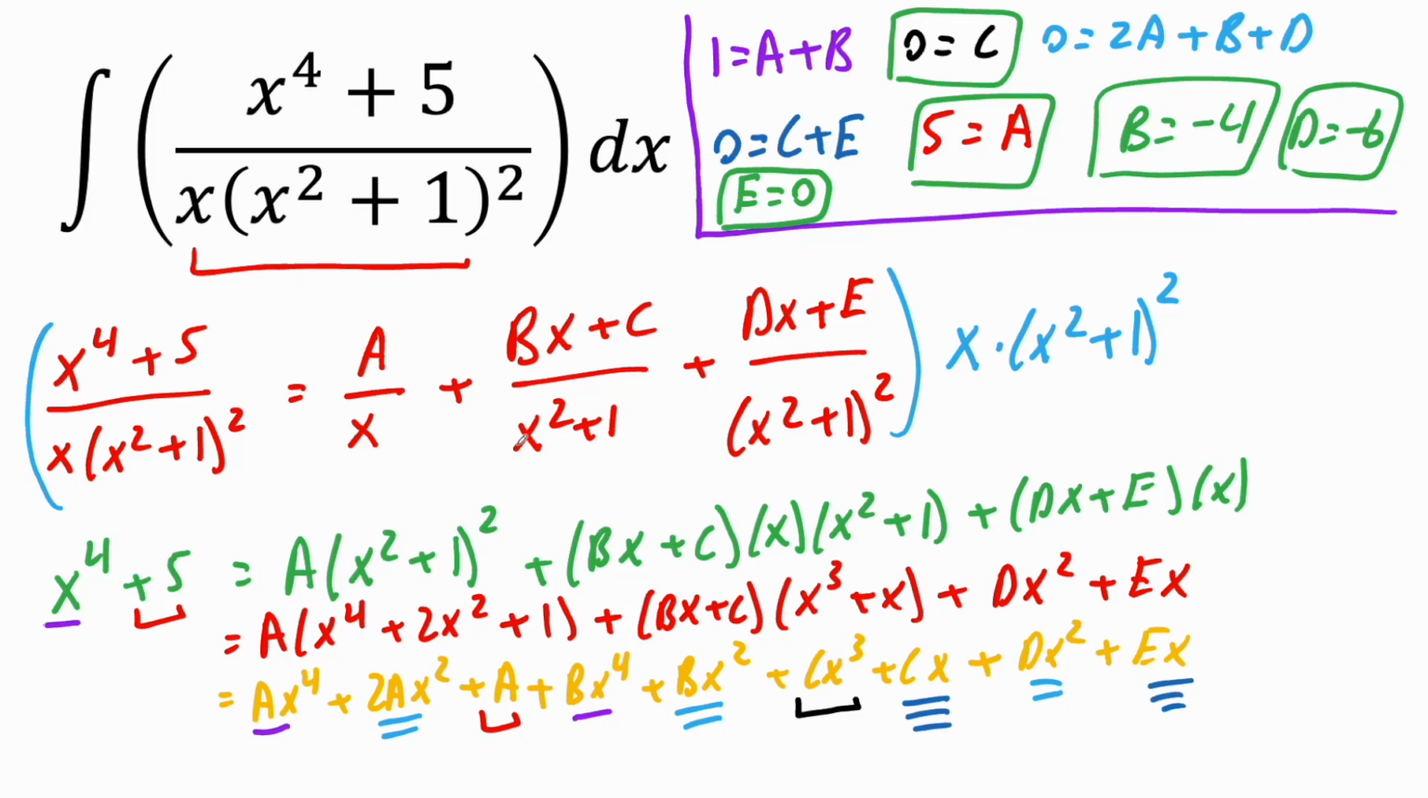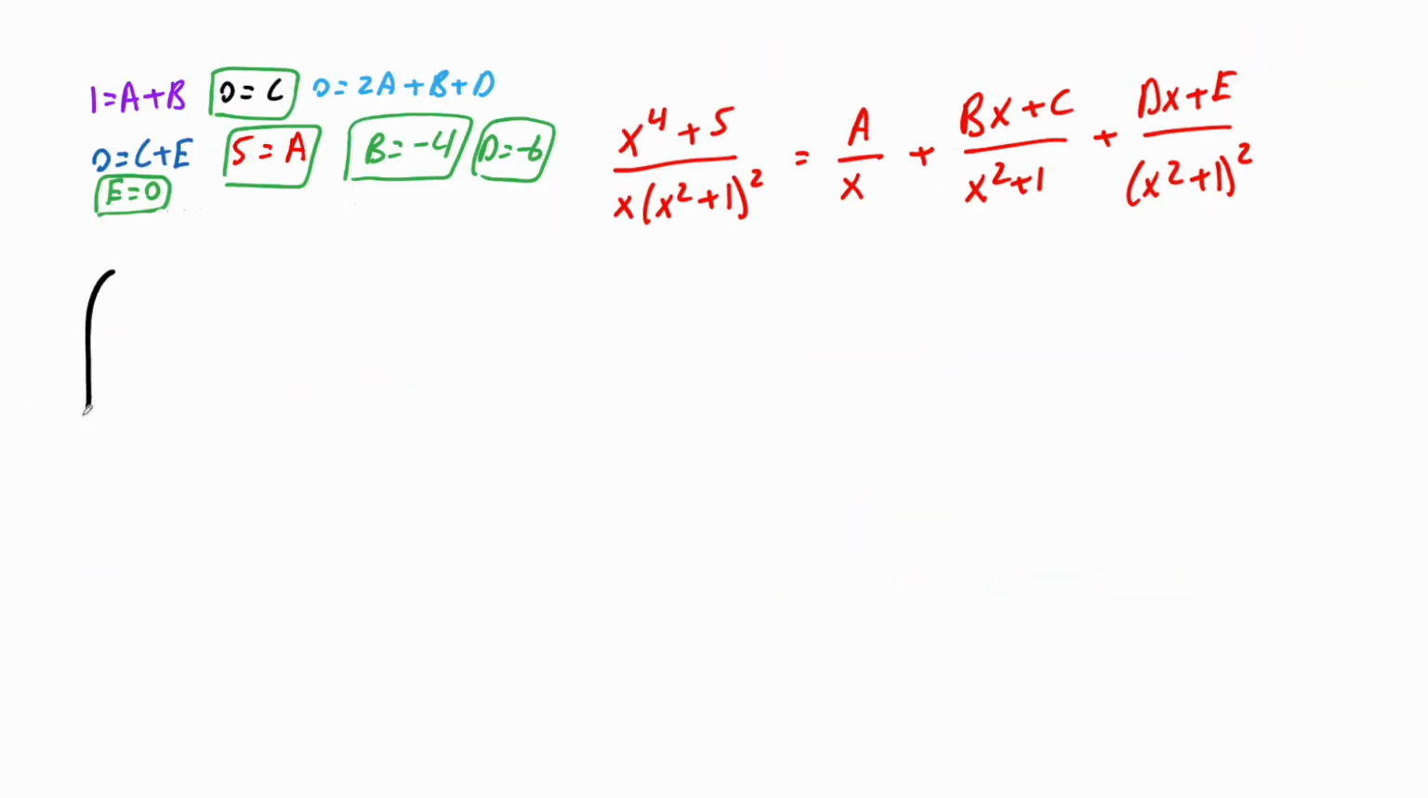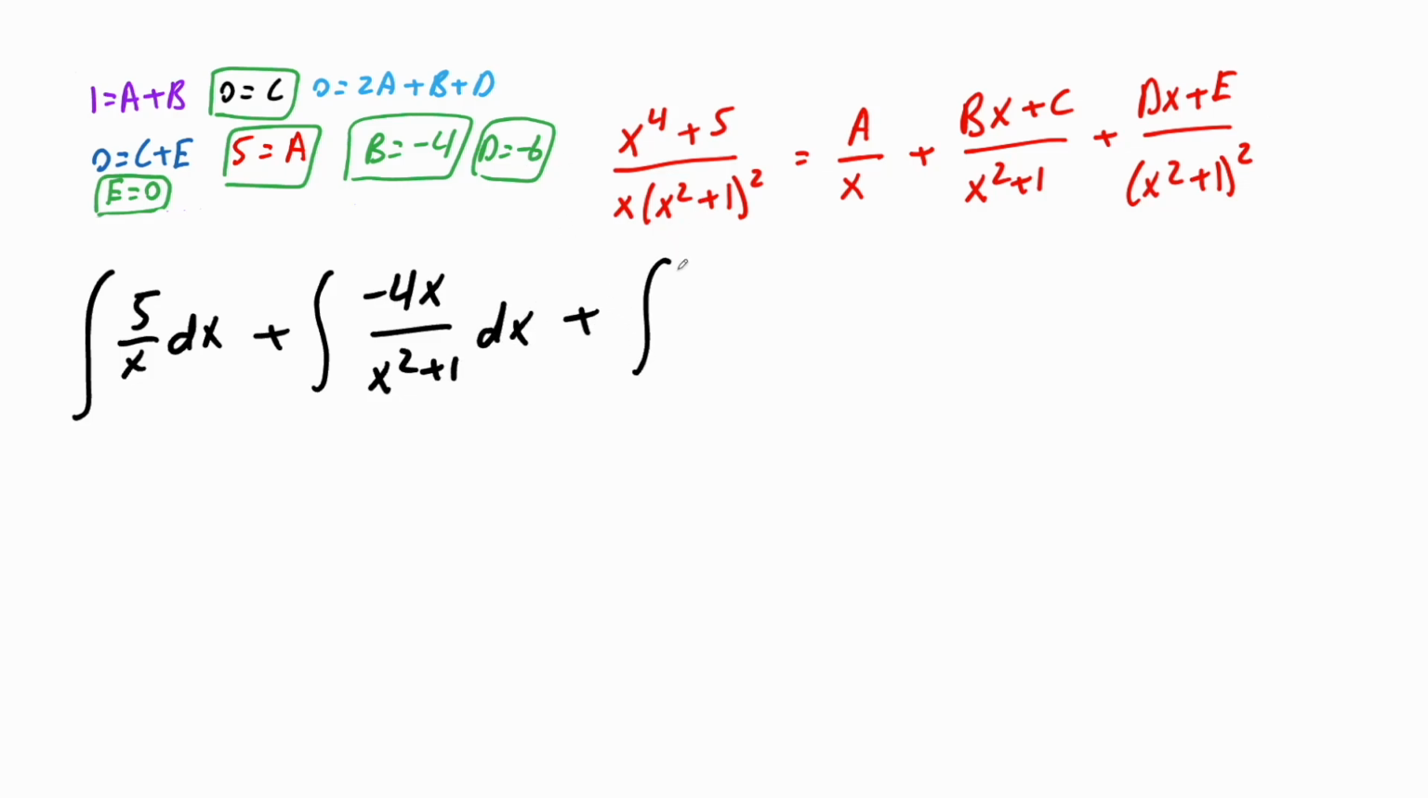So negative 4x divided by this piece. And we know d is negative 6, so negative 6x plus e, which is 0. So negative 6x divided by this piece. And so we're going to do this in the next slide. And so let's swap. So we have the integral. Instead of saying a divided by x, we're saying 5 divided by x dx, plus the integral. We know b is negative 4, so negative 4x, and c is 0, so divided by x squared plus 1 dx, plus the integral. d is negative 6, so negative 6x, and e is 0, so negative 6x divided by parentheses x squared plus 1, close it, squared dx.